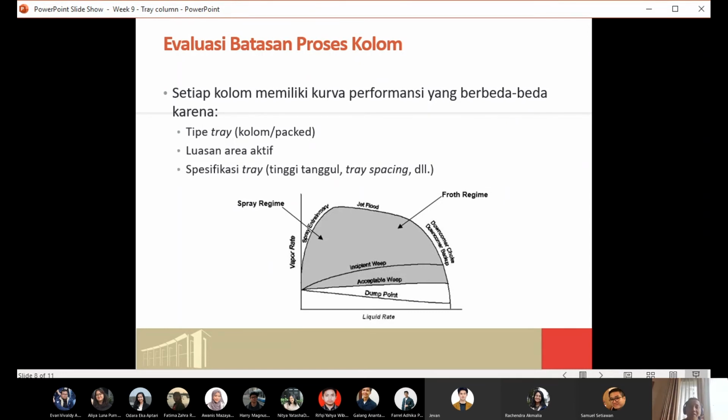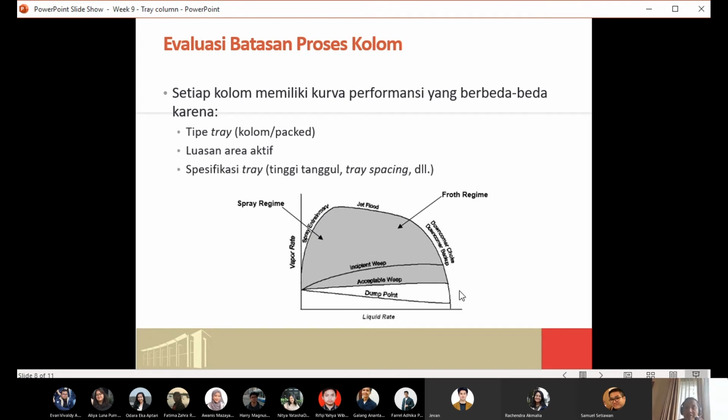Again, that can make a problem, because as you know, the tray is the place where the liquid and the gas make contact. So it means that one tray is one equilibrium. If you bring the liquid back from the lower tray to the top tray, there will be a change in the equilibrium. So again, we also have to avoid the entrainment condition in this chart.